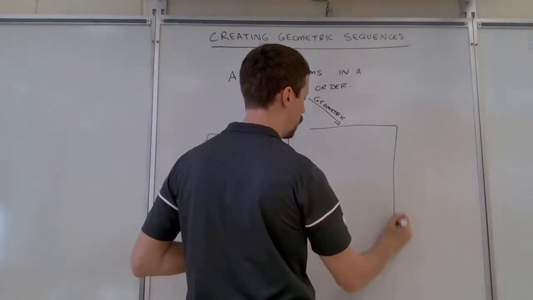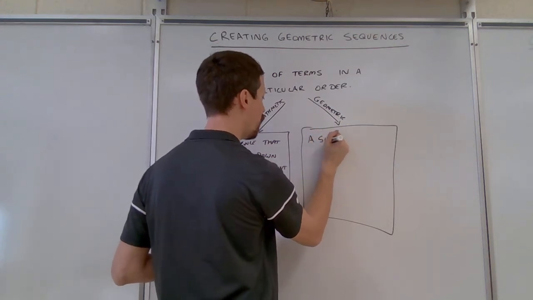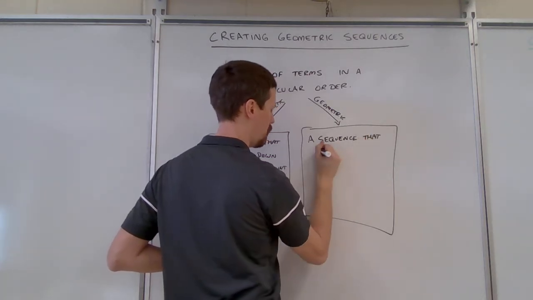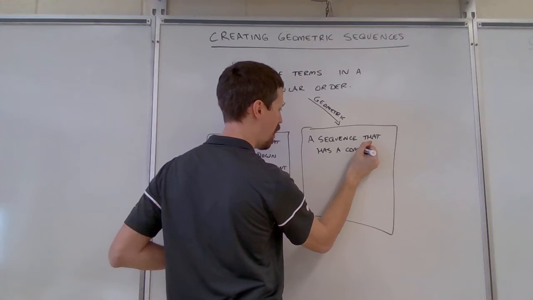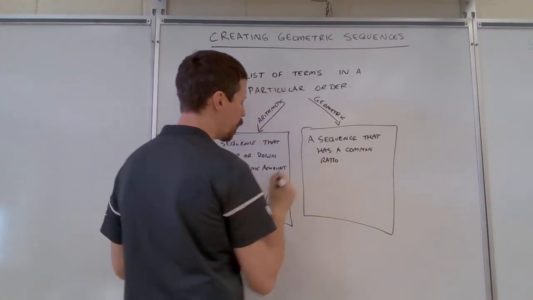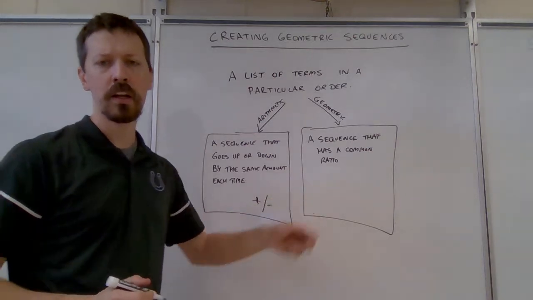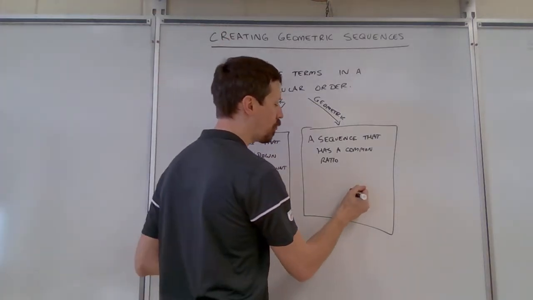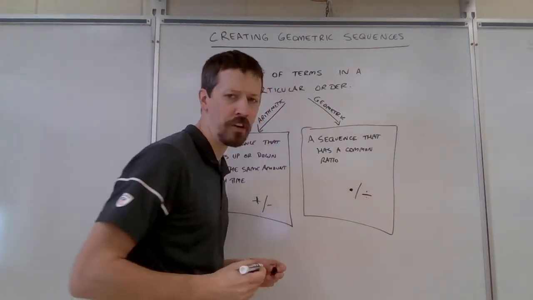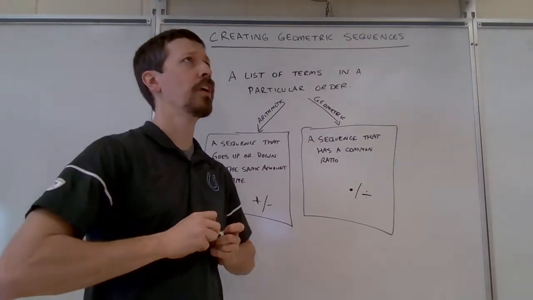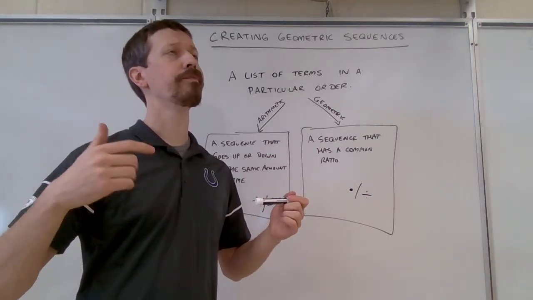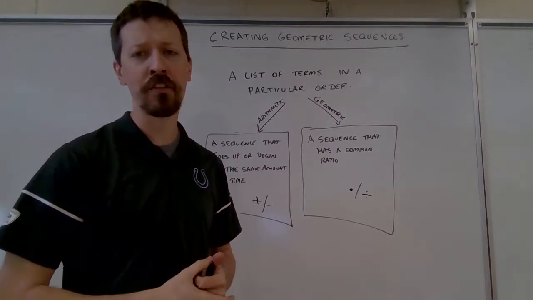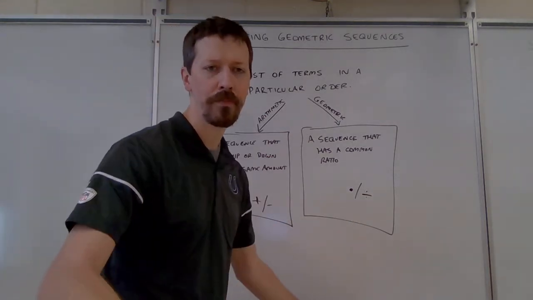For geometric, that's our new one for today, and that's going to be a sequence that has a common ratio. All right, so the key word over here is going to be common difference for arithmetic. The key word for geometric is going to be common ratio. So when you hear geometric, I want you to think multiplication or division. All right, so for instance, 3, 6, 12, 24, 48, 96. I'm multiplying by 2. So multiplication is going to be under geometric.